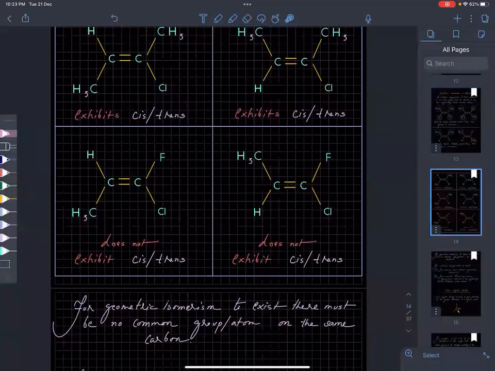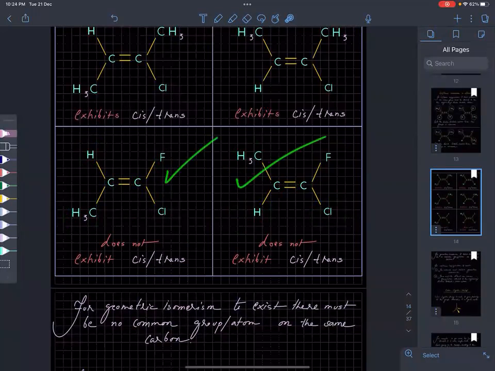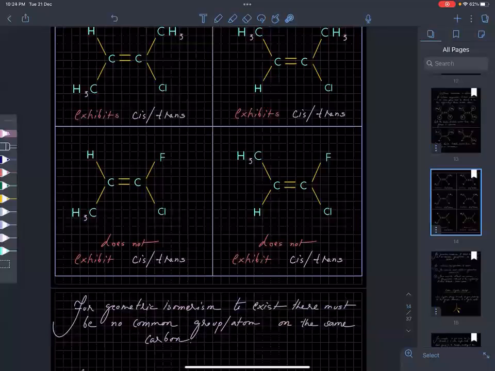What about this? Sir, no trans and no cis. But these show geometrical isomerism. Why? Because this carbon has no same groups attached. This carbon also has no same groups attached. This carbon has no same groups attached. This carbon also has no same groups attached. So these two show geometrical isomerism, but they cannot be designated as cis and trans. So for these kinds of molecules, we'll use a different method of giving them names.